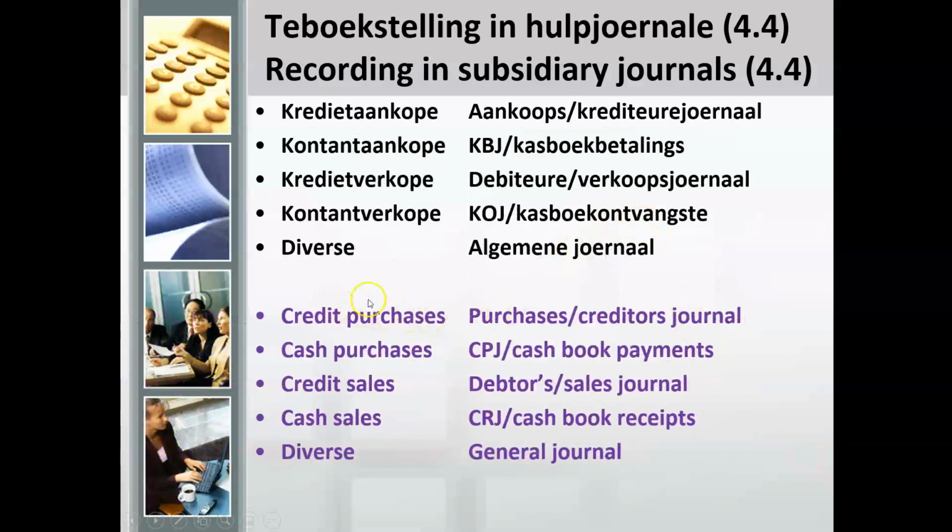Now, credit purchases. We know that that will happen in the purchases journal. Another word for the purchases journal is the creditors journal. You can use either or, I don't mind. Cash purchases, that would be in our cash book payments journal. Credit sales, that will happen in our debtors journal. Another word for that is our sales journal. You can use either or. Cash sales will be in a cash receipts journal, and then any other transactions which you cannot post in either one of those four journals, that will go to our general journal.